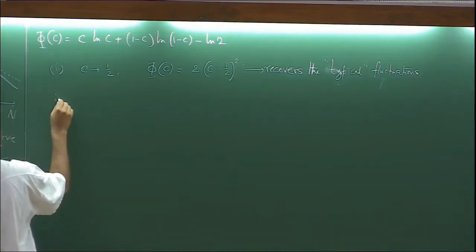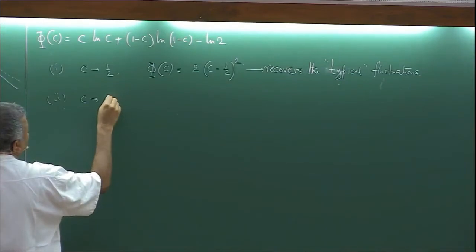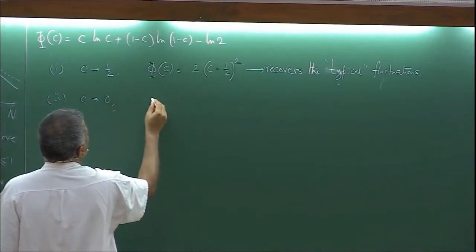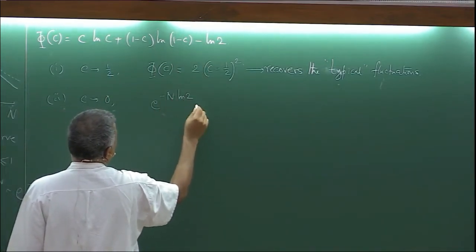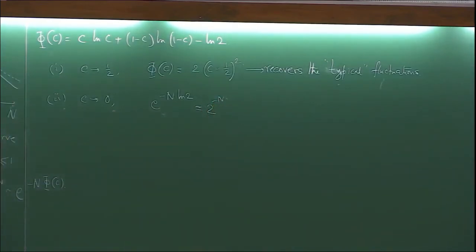In contrast, if I put c close to 0 or 1, it's a symmetric curve. So let's say c goes to 0. From here you see that you get back correctly the log 2, and therefore it's e to the power minus n log 2, which is indeed the exact answer, 2 to the power minus n. Okay. So the main point is that large deviation captures more or less the full curve, especially when you have different length scales in the problem. In this case, the fluctuation scales are square root of n and n.